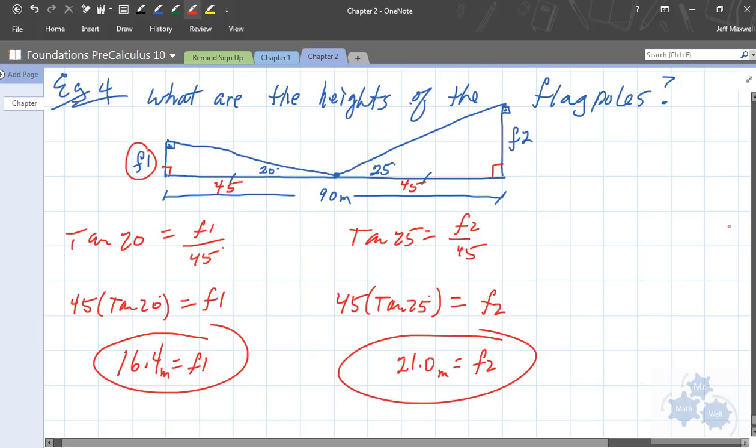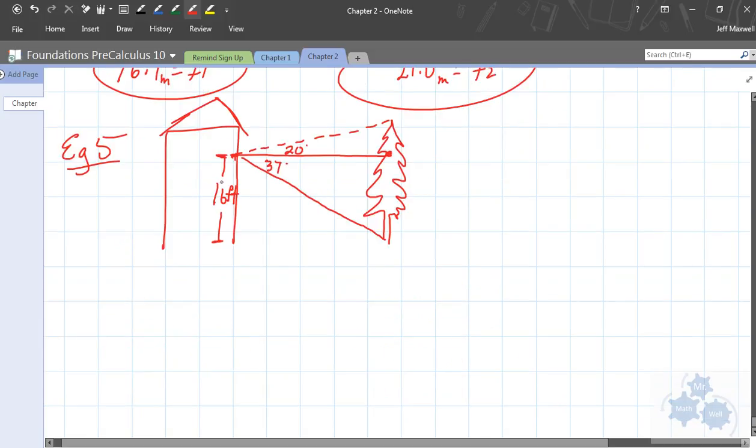Let's set up another example. In this example, we have a house, and there's a person that's looking out the window of the upper floor of the house. They're looking at a tree, and they noticed that from the horizontal, they look up to the top of the tree at an angle of 20 degrees. So it's an angle of elevation of 20 degrees. They have also noticed that the angle of depression, looking down at the base of the tree, is 37. They know that they're 16 feet above the ground, and they're wondering how high the tree is.